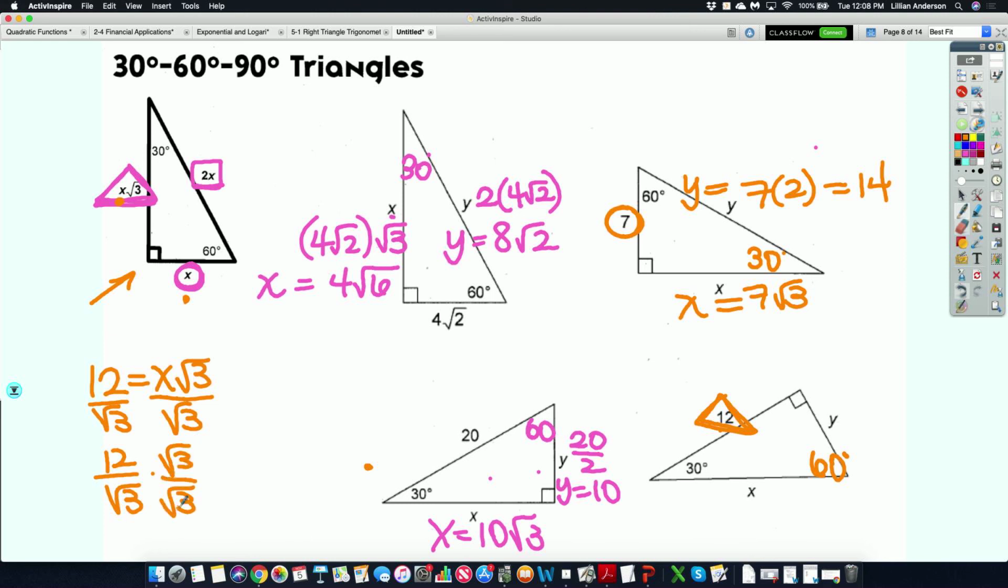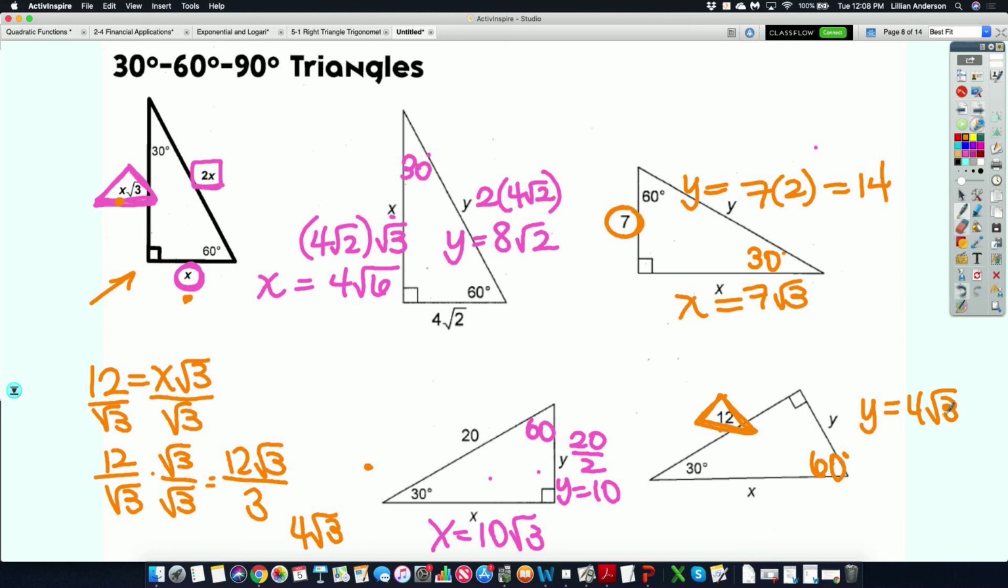Rationalize it. So then that becomes 12 square root of 3 all over 3, which simplifies. What is 12 divided by 3? 4. 4 square root of 3 is the shorter side. Which variable represents the shorter side, x or y in that triangle? Y. So y is equal to 4 square root of 3.